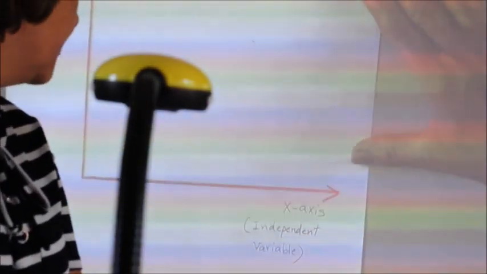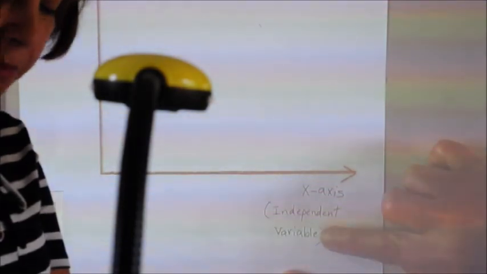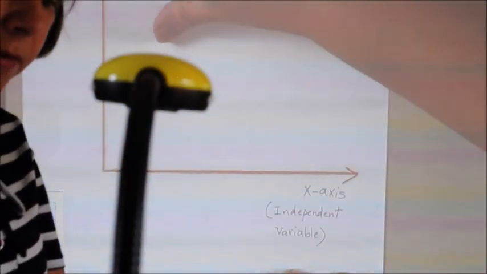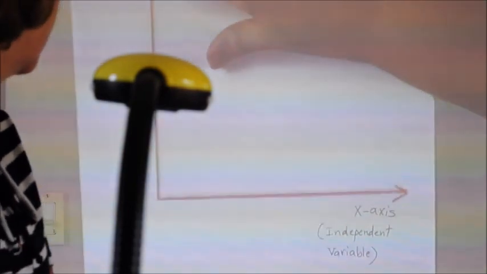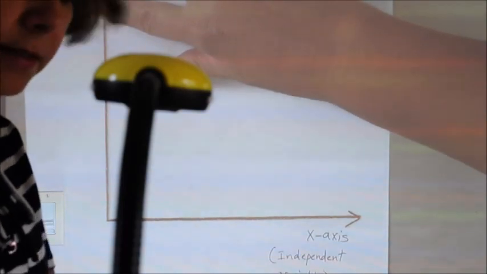So let me show you how this goes. If this is a hypothetical graph, the independent variable, the variable the experimenter manipulates, goes on the x-axis, and the variable she is measuring goes on the y-axis, and is called the dependent variable.